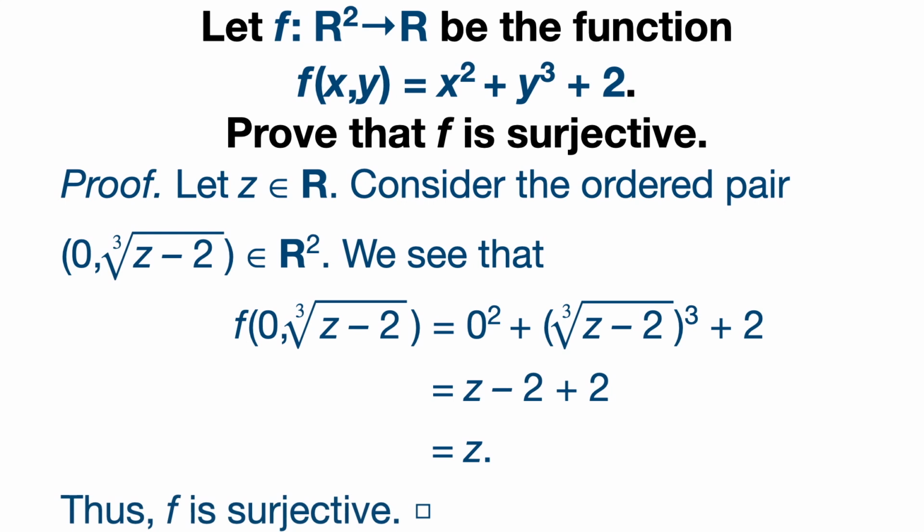So again, we started with a generic element of the codomain z. We found an element of the domain that maps to z, and this is our procedure for showing that the function is surjective.